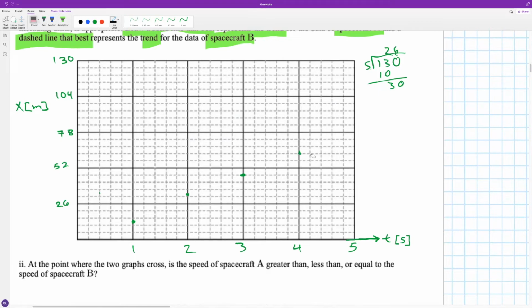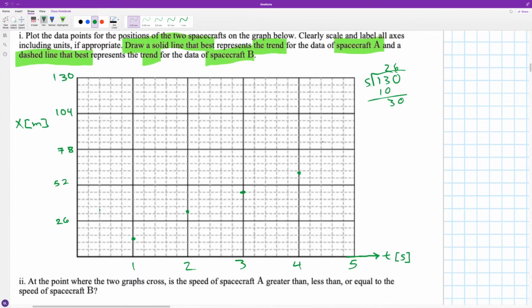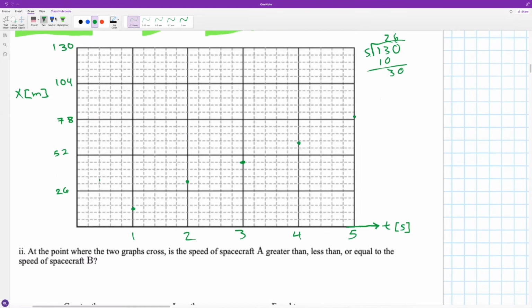Maybe a little bit lower, but I think we're okay. Right around here, give or take some fudge factor. And then for 5, the last one is 79, which thankfully is right about here. So about a fifth of the way up. Good enough. And then now we have to draw a solid line.